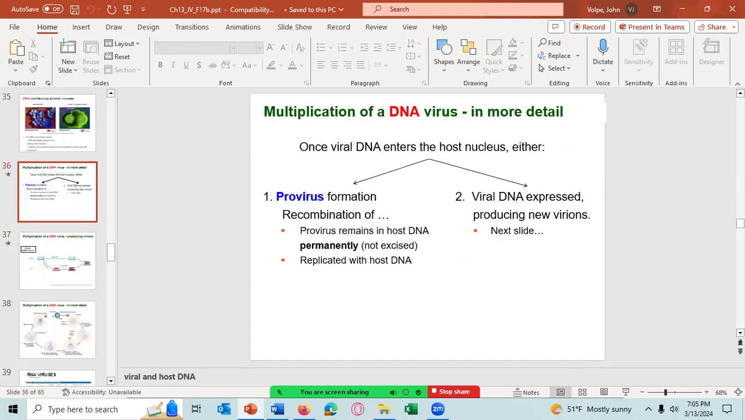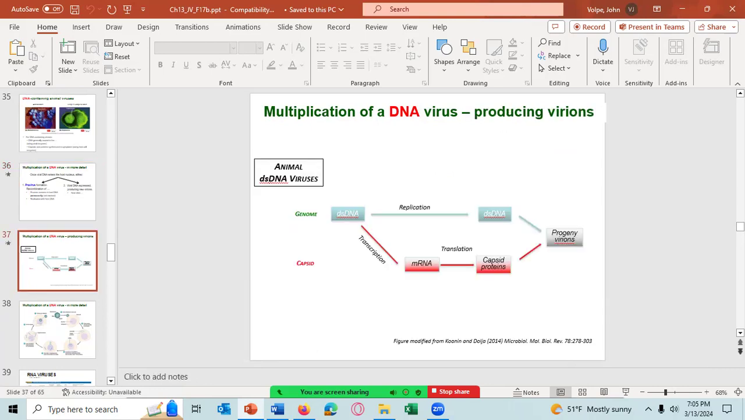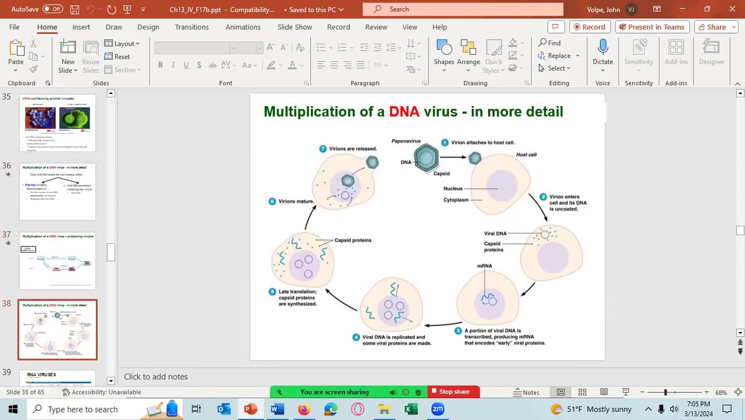You should know that if an animal DNA virus integrates into the host cell's DNA, we call that a provirus. And once that integrates, it becomes a permanent genetic feature of that cell for as long as the cell is alive.